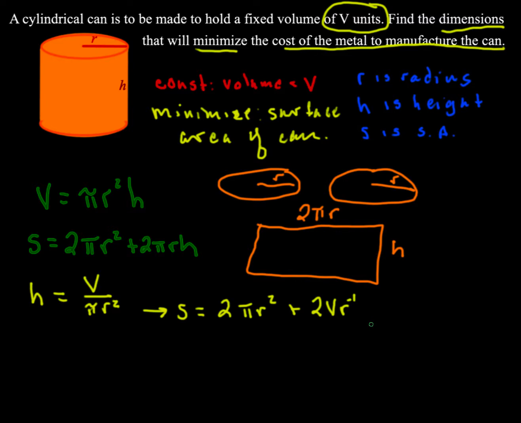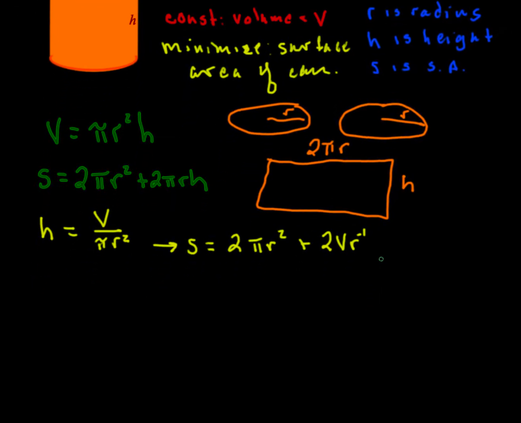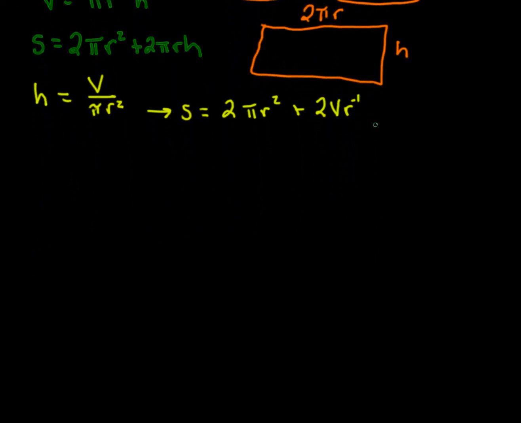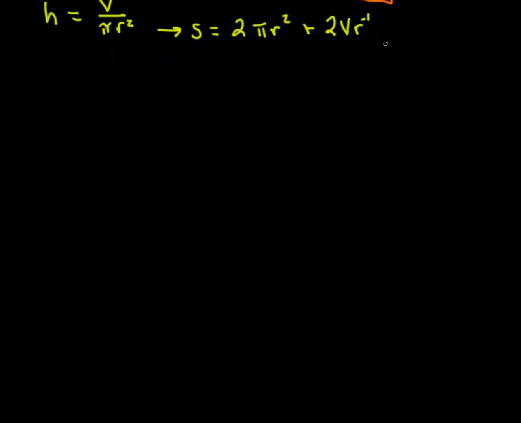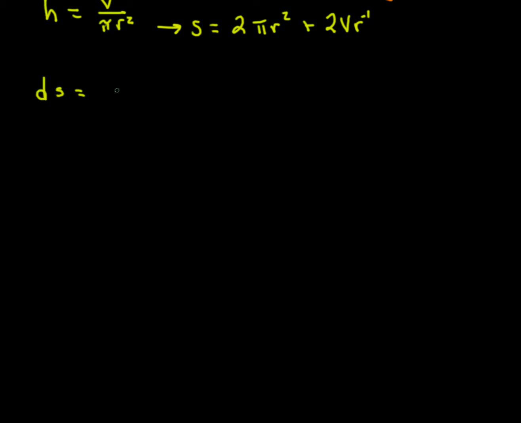So in all these problems, we now want to minimize this function, and we'll do that by taking the derivative. So what is dS? Well, dS is equal to, by the power rule, 4 pi r. And then we've got the power rule again, the negative comes down, so this becomes a minus 2V r to the negative 2. And I forgot my dr.